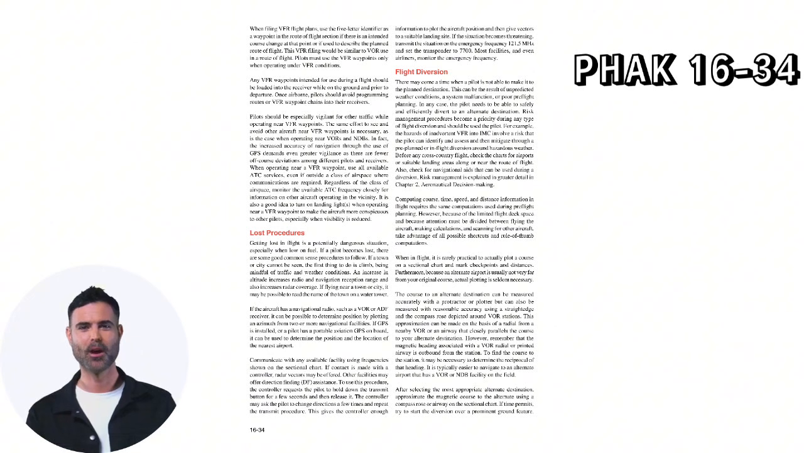When filing VFR flight plans, use the 5-letter identifier as a waypoint in the route of flight section if there is an intended course change at that point or if used to describe the planned route of flight. This VFR filing would be similar to VOR use in a route of flight. Pilots must use the VFR waypoints only when operating under VFR conditions. Any VFR waypoints intended for use during a flight should be loaded into the receiver while on the ground and prior to departure. Once airborne, pilots should avoid programming routes or VFR waypoint chains into their receivers.